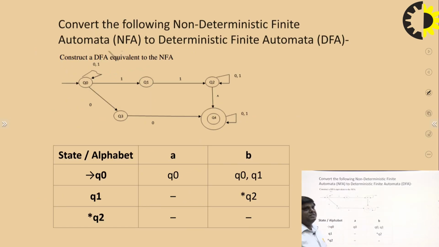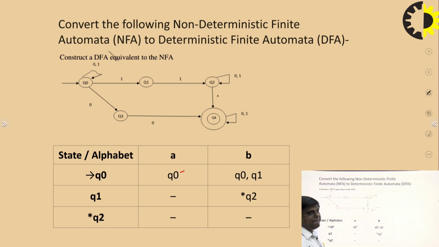We move on to the example. Any DFA can be converted into an NFA. Now the first step: we draw the transition table, and whichever states are generated, we consider as the next state.